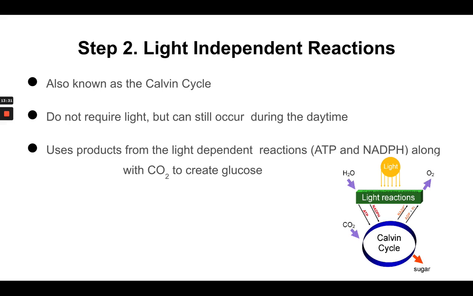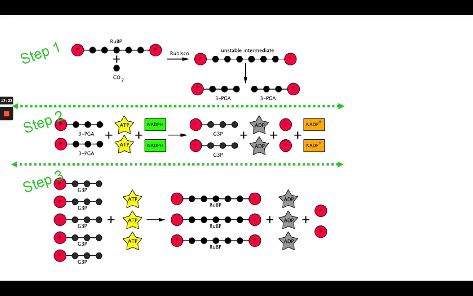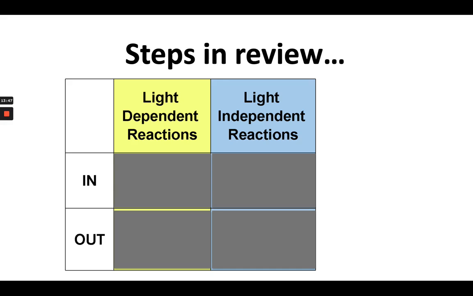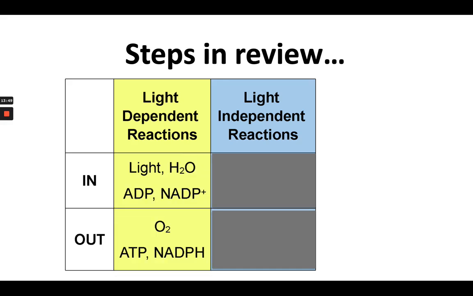If we look here at the drawing of what's actually happening, you can see it's a series of highly complex chemical reactions. This slide is for your information only. I do not expect you to remember this detailed version, but what do you need to remember? Well, you need to remember that there are two reactions in the process of photosynthesis.